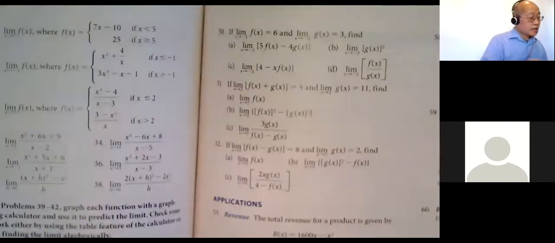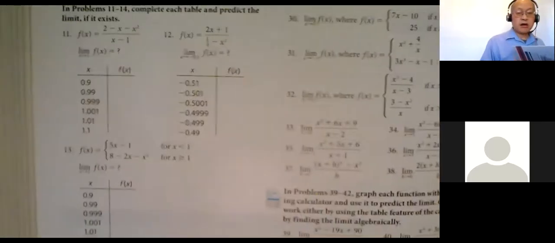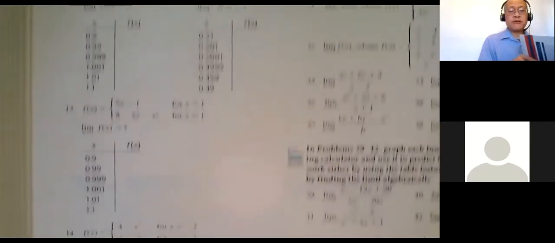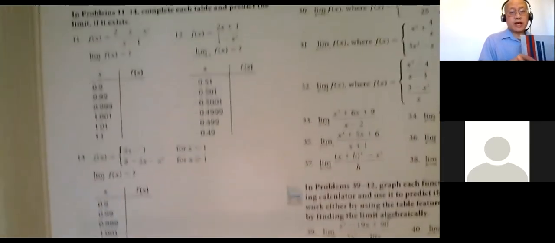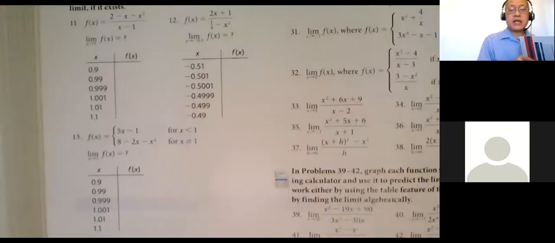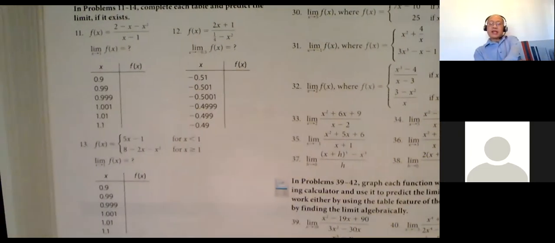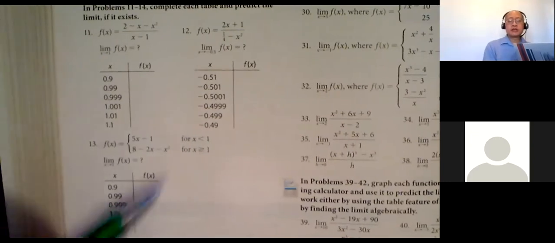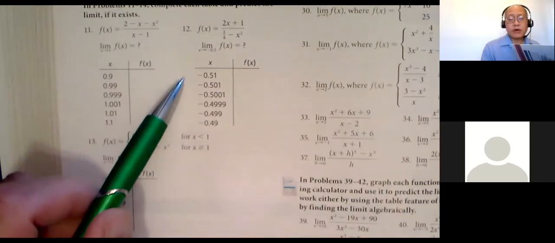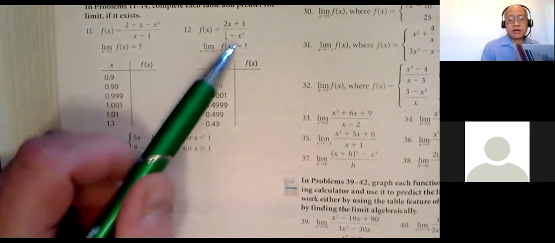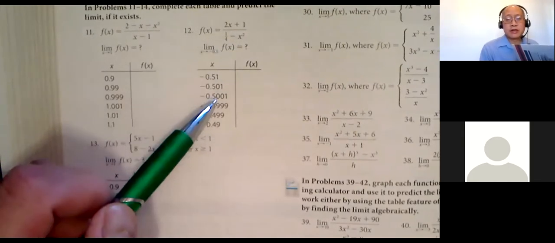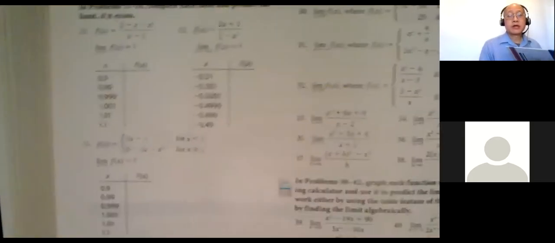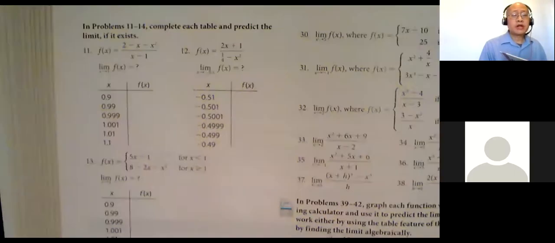Okay, the next type are 11, 12, 13, and 14. For you, it's really only 11 and 13. So I did number 12 for you. And again, I pre-did all of these, so I don't want to waste class time on what the values are, and you don't want to watch me punch this in the calculator. I'm just going to go with it. So you do 11 and 13.